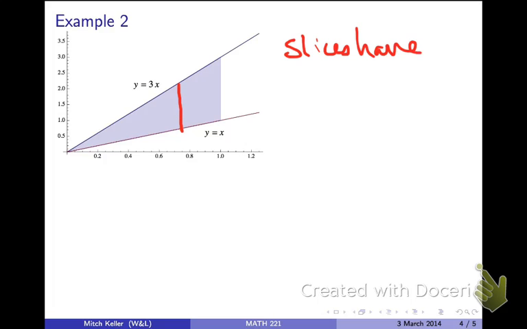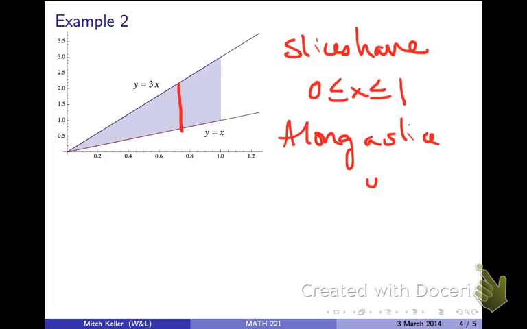So we get a slice for every value of x between 0 and 1. We see our shaded region runs from x is 0 to x is 1. And along a slice, what happens with our y values? Well, every slice's lower bound is y equals x, so we start at x, and every slice's upper bound is y equals 3x, so we need to stop at y equals 3x.